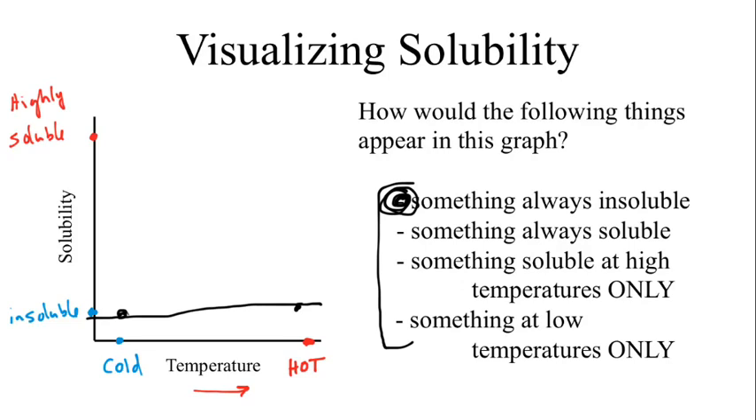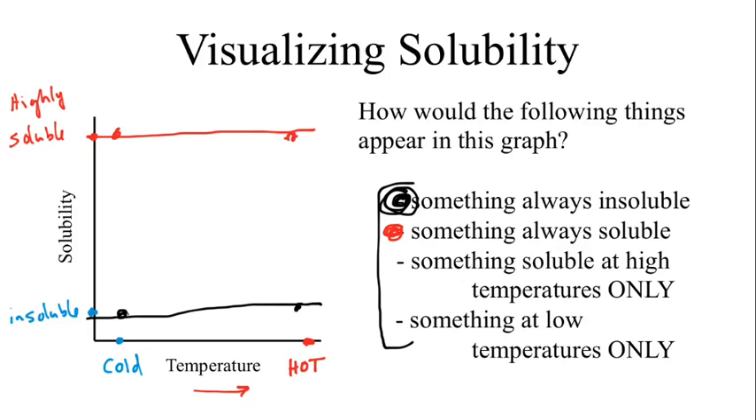What if it was highly soluble? So let's go ahead and pick something red, something that's always soluble. Well, at cold temperatures, we would expect it to be highly soluble, and at hot temperatures, same deal, highly soluble. What we're trying to represent here are the ideal cases. Most things increase in solubility with temperature, so we would expect a slight slope on this, but what we're trying to do is exaggerate those issues.